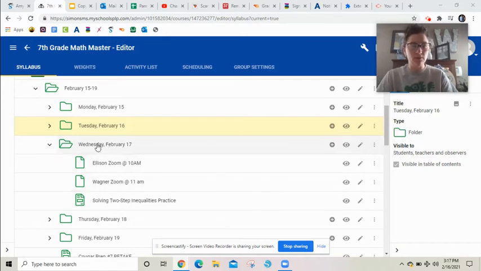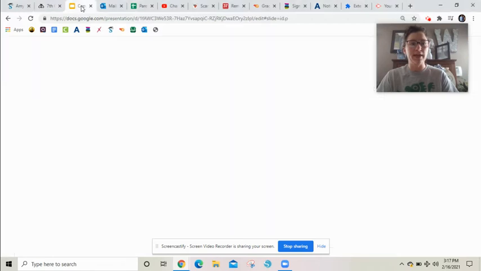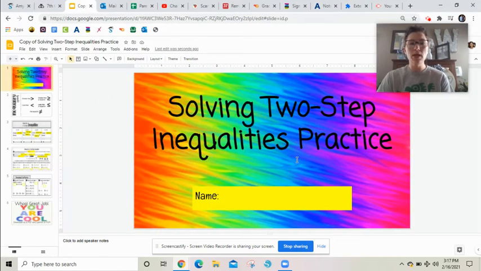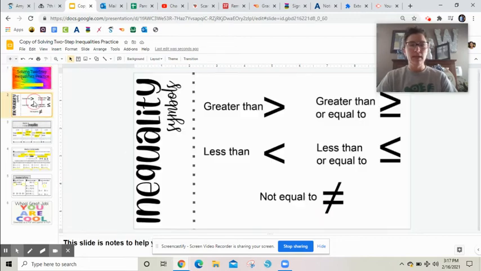So you're going to go to Wednesday, February 17th. You can see here's our Zoom links, and then right here is solving two-step inequality practice. When you click on that, you're going to come to a screen that looks like this, and you do need to put your name on it because you're going to save this and submit it for a grade. All right, the next slide is just going through greater than, less than, greater than or equal to, less than or equal to, and not equal to.